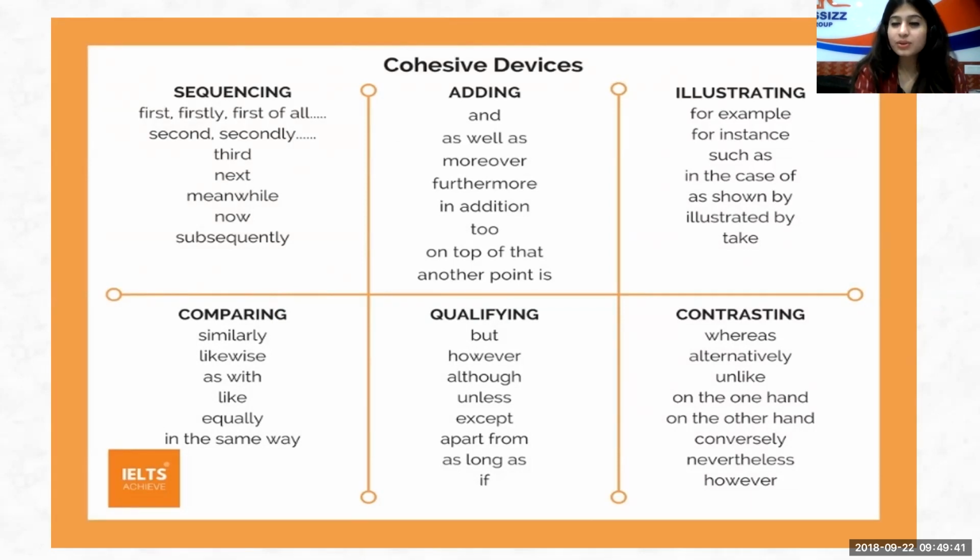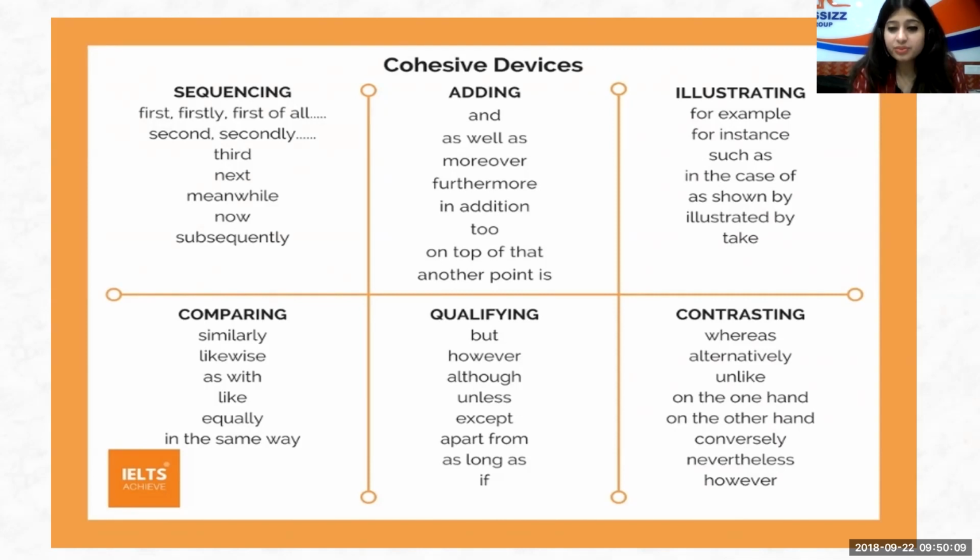The next is when you're giving an illustration. When you provide an example, you go for example, for instance, illustrated by. Okay. When you're comparing two ideas, let's say you're comparing two cities or two students, you go for similarly, likewise, like, equally, in the same way, right?